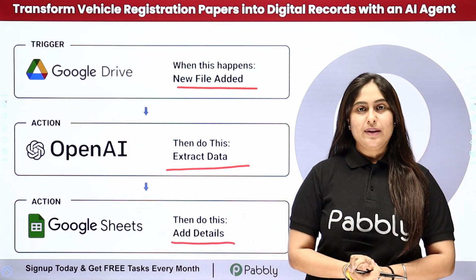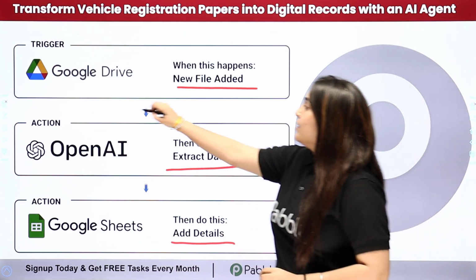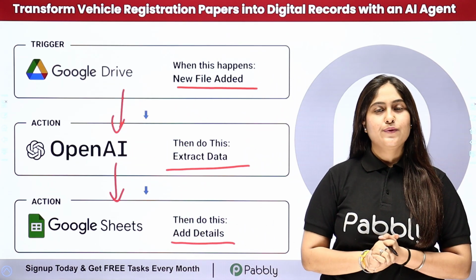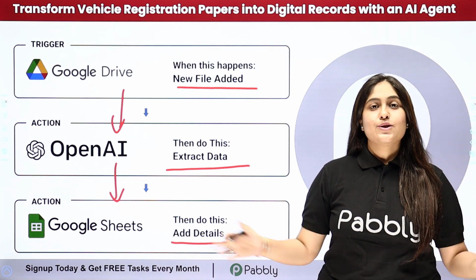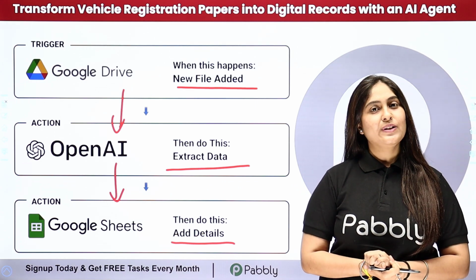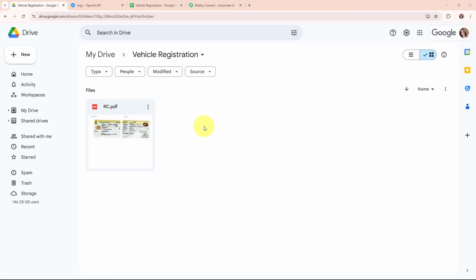So now here to automate the entire process, I need to connect my Google Drive with OpenAI and Google Sheets using an automation software named Pabbly Connect. So to see the working of this automation and to learn this process step by step, let me take you to my screen. Welcome to my screen.